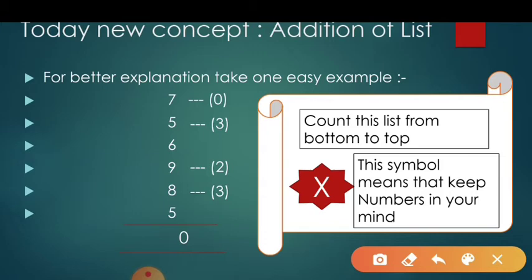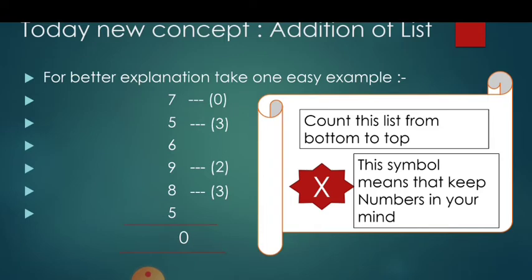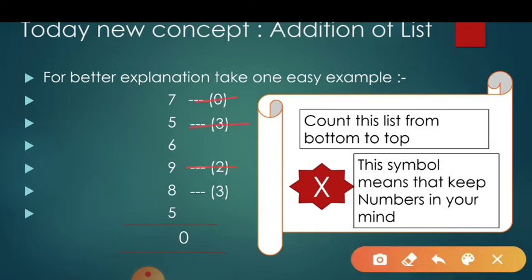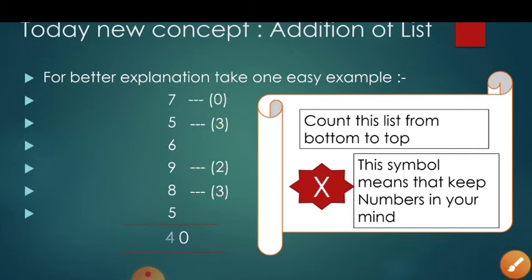Now you have to count these dashes. First write the last number, then count: 1, 2, 3, 4. Four times you put the dash, then write 4, meaning your answer comes 40. Check your answer. This is the magic of Vedic Math. You can solve the sums easily. Check your answer. The answer comes 40.